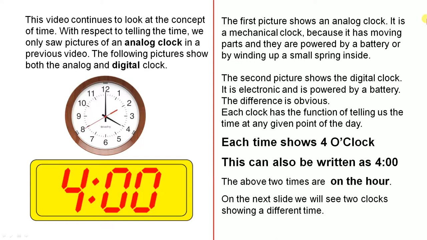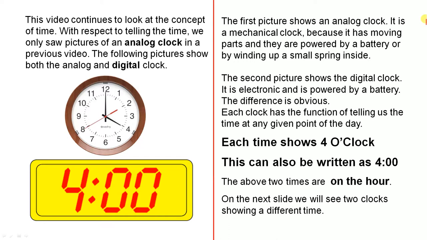It is a mechanical clock because it has moving parts and they are powered by a battery or by winding up a small spring inside. The second picture shows the digital clock. It is electronic and is powered by a battery. The difference is obvious. Each clock has the function of telling us the time at any given point of the day. Each clock shows 4 o'clock.